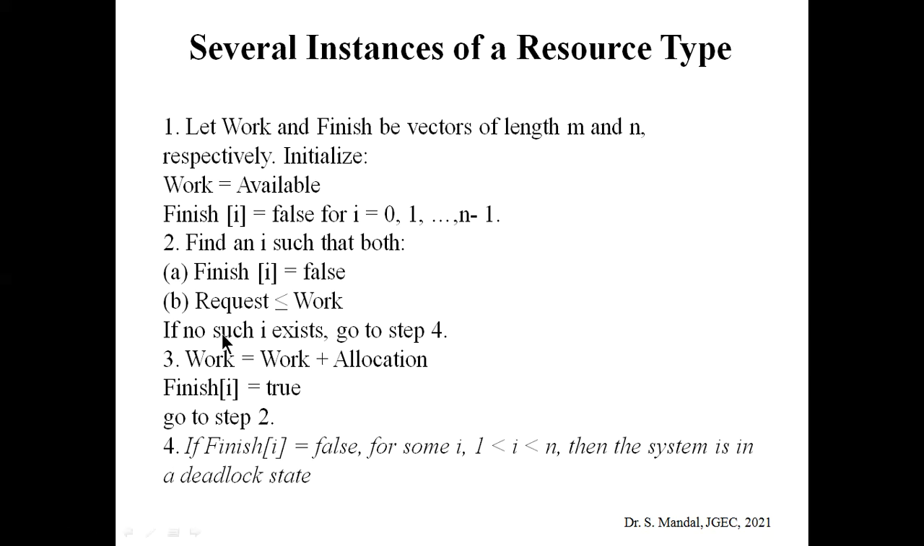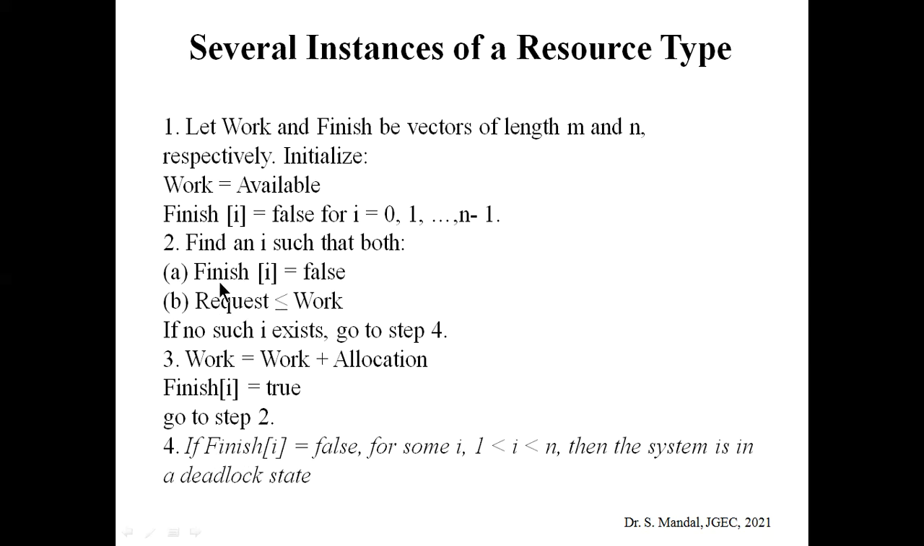Yeah, you can see that request is used instead of need. So request means if some process requests for resources, that will be the request. If request is less than work, then work equals work plus allocation, and that process will be the same. But the last sentence is the difference.